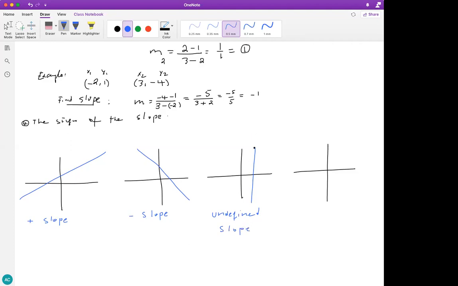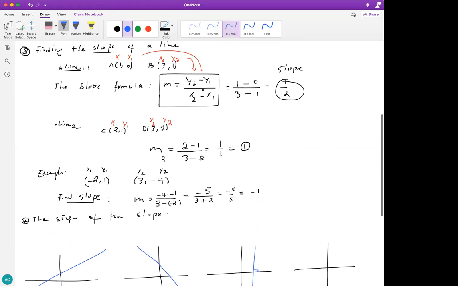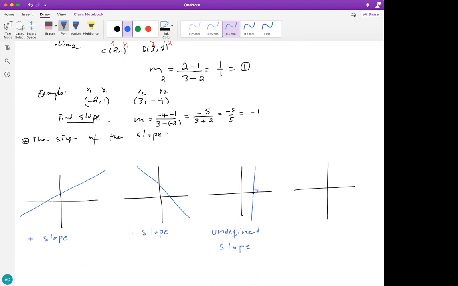So remember, if a line is vertical, that means it forms a right angle with the x-axis. There's no need to measure it. If you measure it, when you do x minus x, it will be 0 in the denominator, and you can't divide by 0. It will be undefined. Why? Because the x is the same. The whole vertical line, the x does not change. For example, all the x's on this line are 1, 1, 1, 1. The only thing that changes is the y.